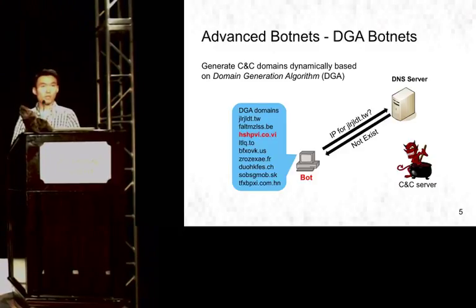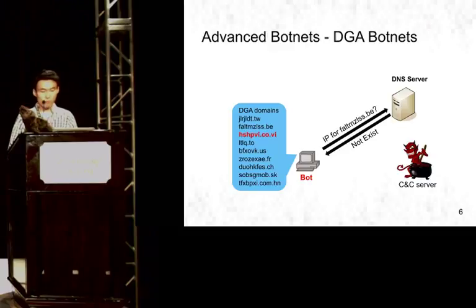The seed can be a timestamp or some other input. But the point is the bot master does not need to register all of them. They can register only one or two of them. On the other hand, the bots do not know which one or two are registered by the bot master. They have to query all of these domains one by one. For example, they go to the first, and it is not registered. Then the second, still no luck. When they hit the third one, which is registered, they can talk to the CNC server and get the commands.